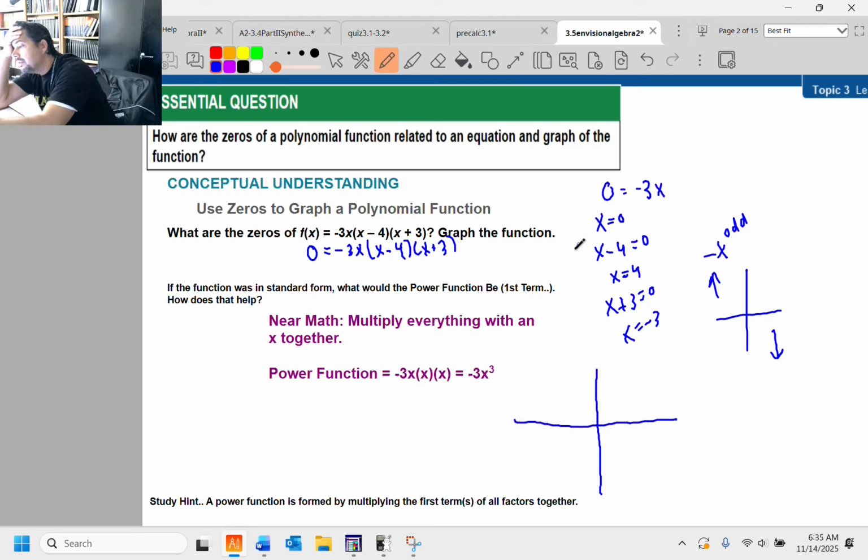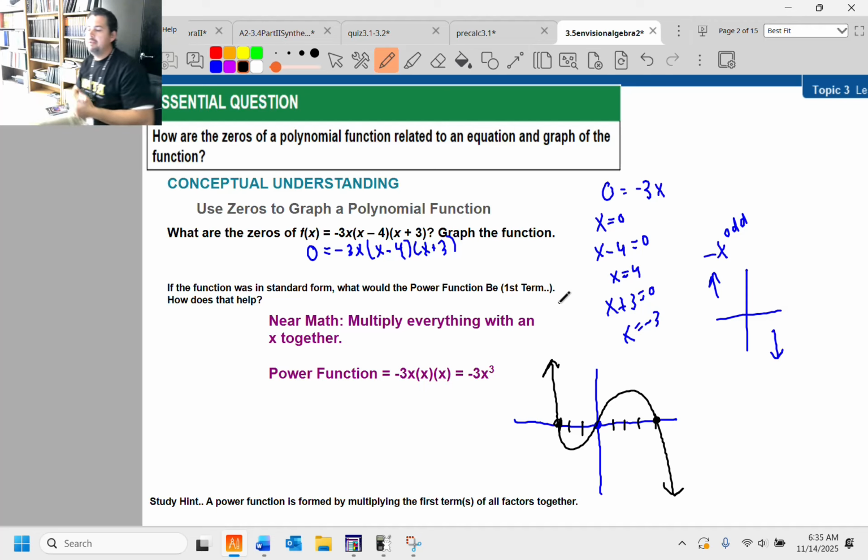We're going to plot our zeros. We have a 0 at 0. We have a 0 at 4. Lost my place there. And we have a 0 at negative 3. This thing has to start high, and because the multiplicity of these zeros, which we hadn't talked about, is just 1, we're going to pass through, rise up, curve back down, and drop down to negative infinity.